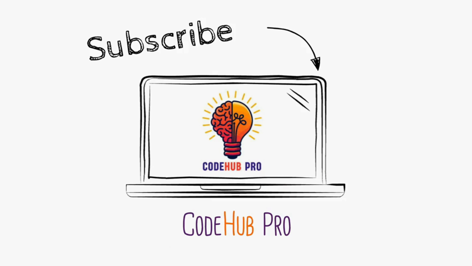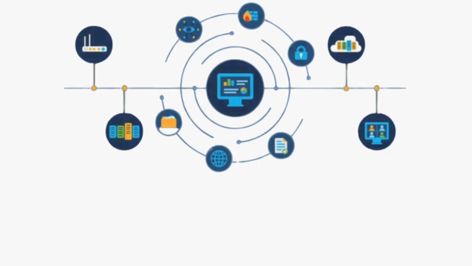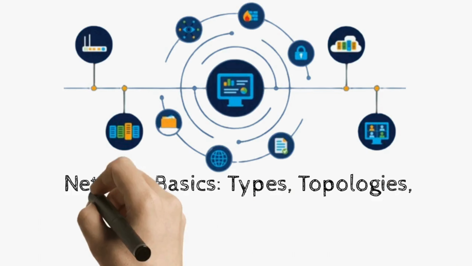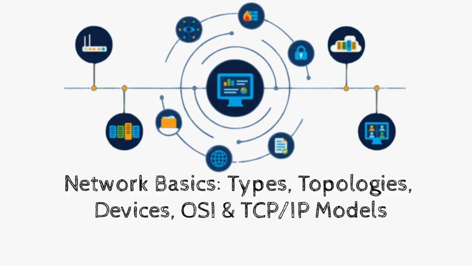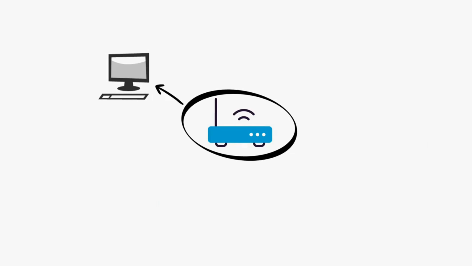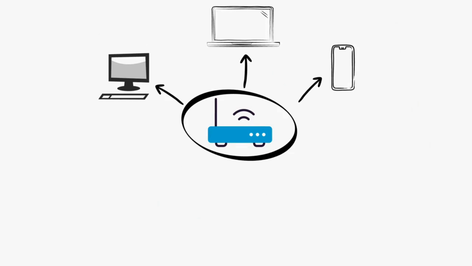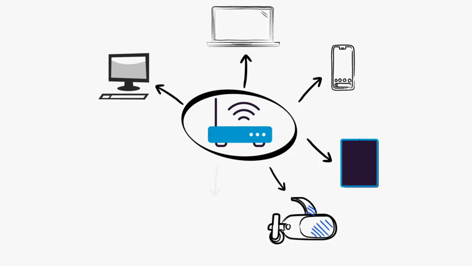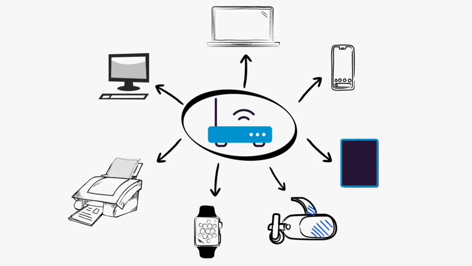In the previous video, we talked about the Internet Protocol, but now let's better understand what the Internet is, network types, topology, devices, OSI Model and TCP/IP model. Let's get started. The Internet is a global network connecting millions of private, public, academic, business, and government networks. It allows for the exchange of information and communication through various interconnected devices.